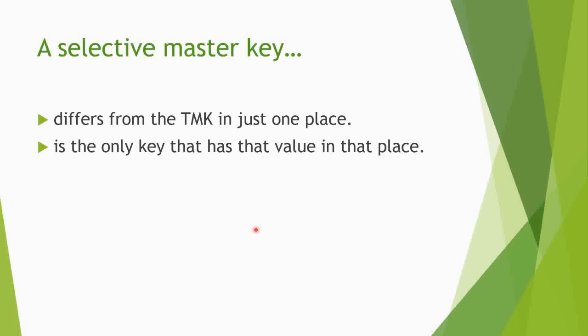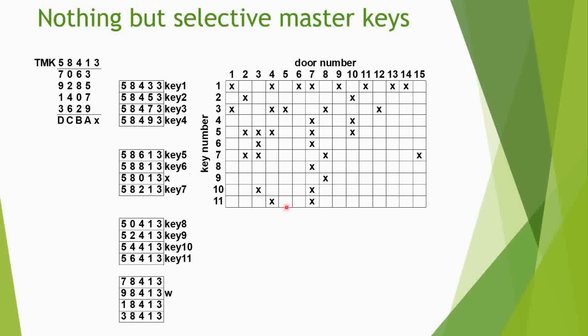To recap, a selective master key differs from the TMK in just one place, and it is the only key that has that value in that place. Here's an example where every single key in the system is a selective master key, although they aren't really masters in this context. Every one of these keys differs from the master in just one place.